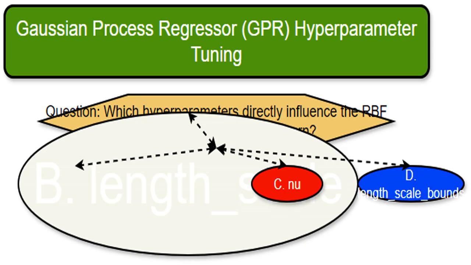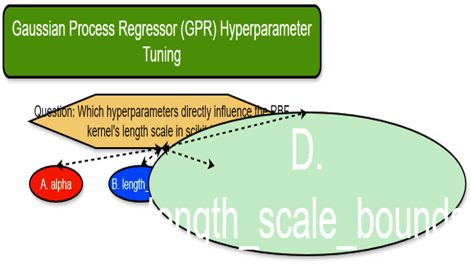The formula shows it clearly. The distance between two data points is divided by twice the square of the lengthscale. These bounds don't directly set the lengthscale. Instead, they act like guardrails during the optimization process. I think of them as setting limits on how high or low the lengthscale is allowed to get.